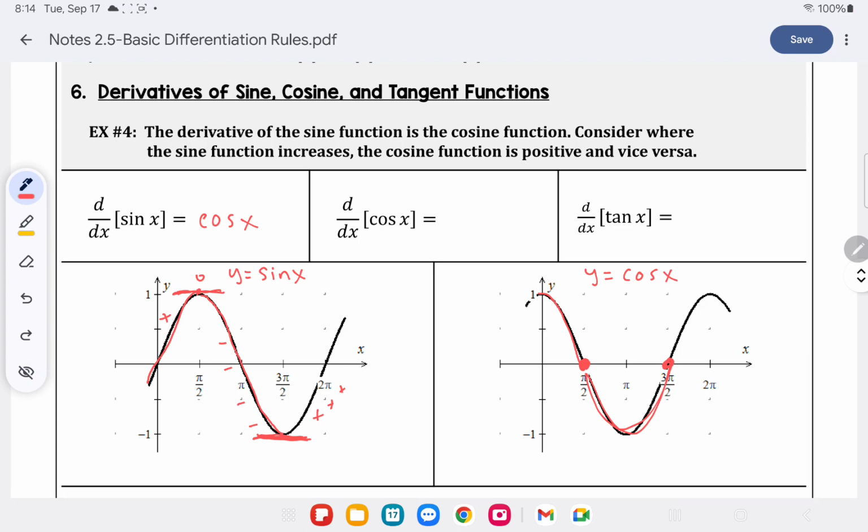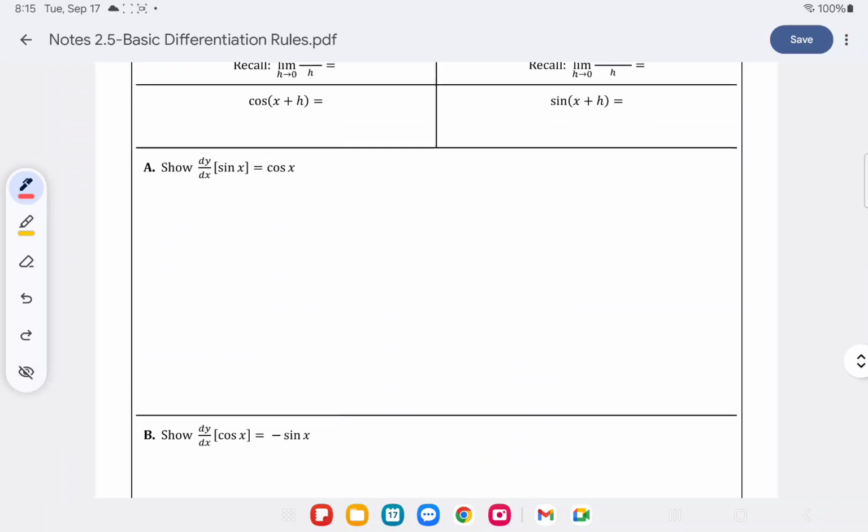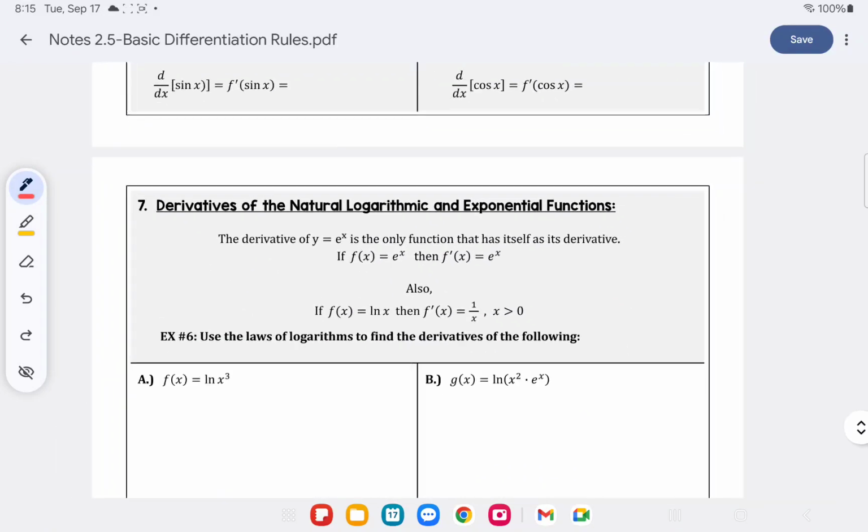The next couple of pages of the notes actually walk you through how to prove these derivative functions for sine and cosine. But for now, I just want you to memorize that the derivative of sine of x is cosine of x. The derivative of cosine of x is negative sine of x. And then the derivative of tangent of x is secant squared of x. But they walk you through how to do that here on those pages.